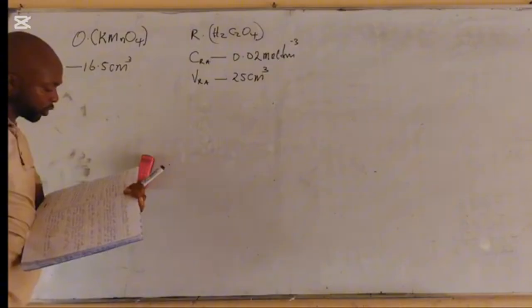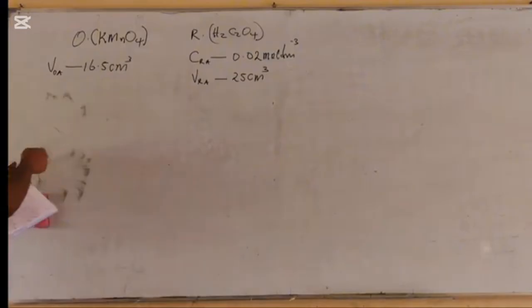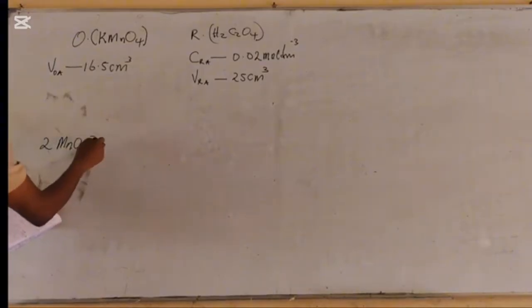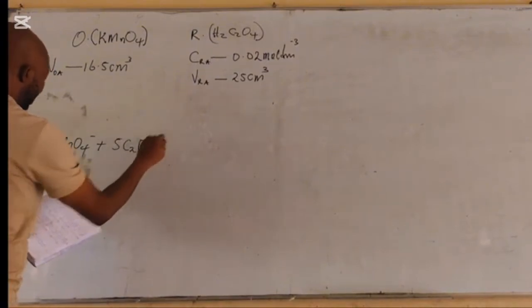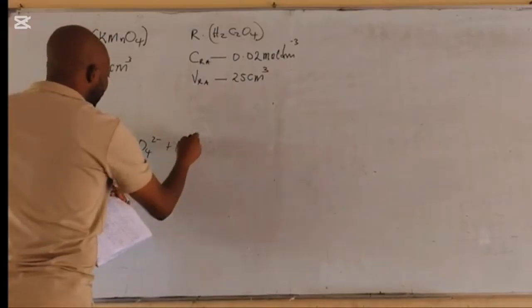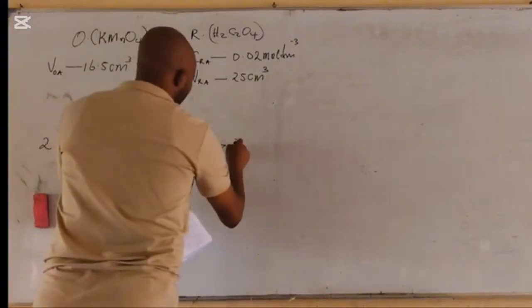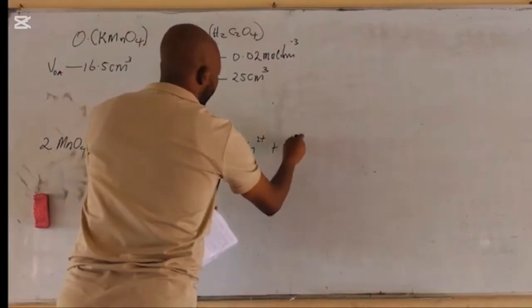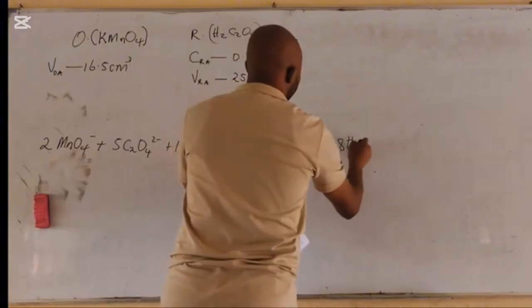For complete oxidation, from the equation of reaction below, they've given us the equation of reaction which we are going to use to know our n, number of moles of each. 2MnO4 minus plus 5C2O4 2 minus plus 16 hydrogen plus gives us 2Mn2 plus, 10CO2 plus 8H2O.